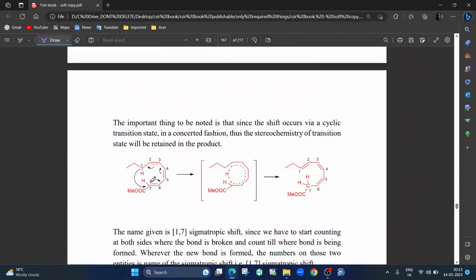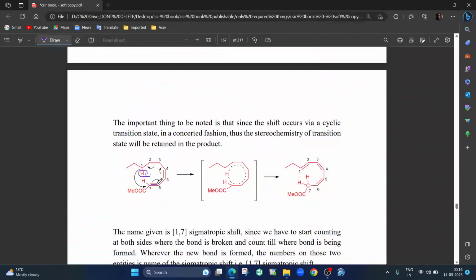So what happens is, you are having this molecule. So how do we give the number? This bond is broken. Whenever you are breaking the bond, put the same number on both sides, 1 and 1, then 2, 3, 4, 5, 6, 7. This breaks here, this comes here, this comes here, this comes here, and where the new bond is formed, you have to give that number. So when the new bond is formed between this 7 and this 1, it is called a 1,7 sigmatropic shift.